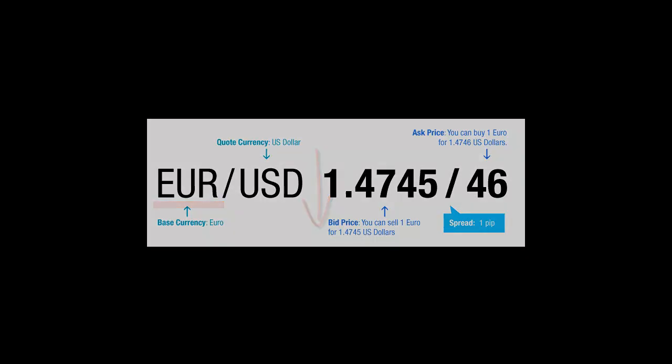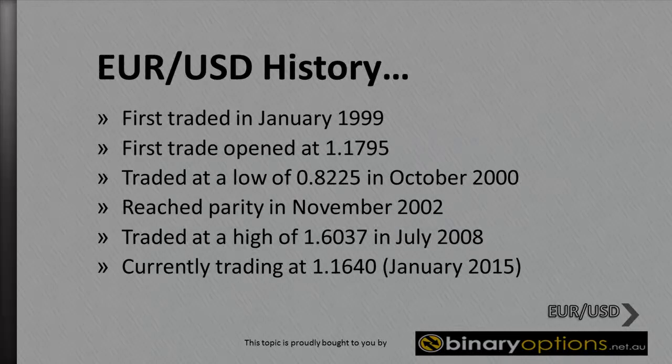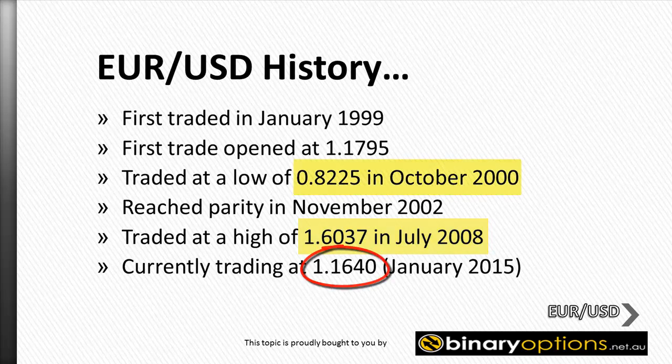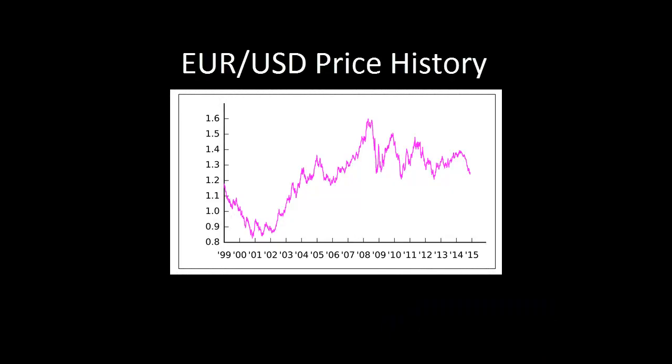The euro-US dollar was first traded in January 1999. The euro, which is the single European currency for 17 member states of the European Union, and the US dollar, sometimes referred to as the greenback, the world's largest currency denomination, has a high-low trading history of between 1.6037 and 0.8225 cents and currently trades at 1.6640.